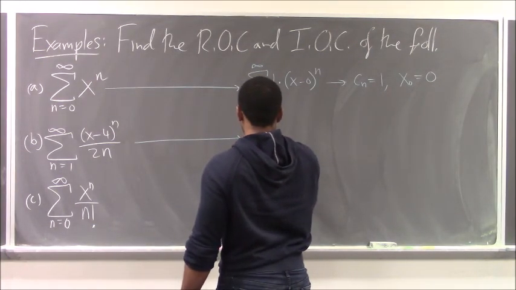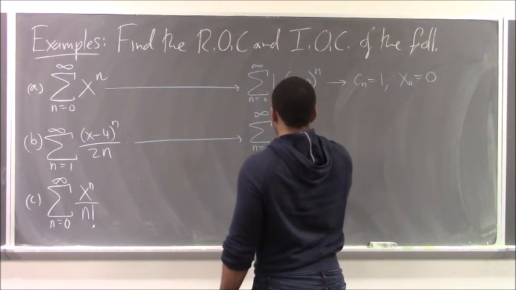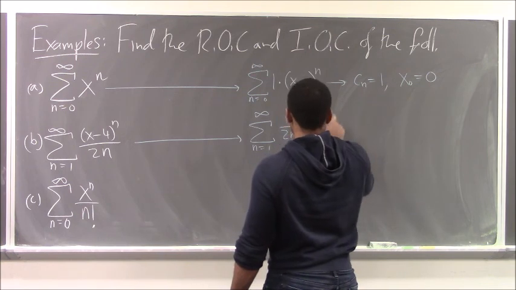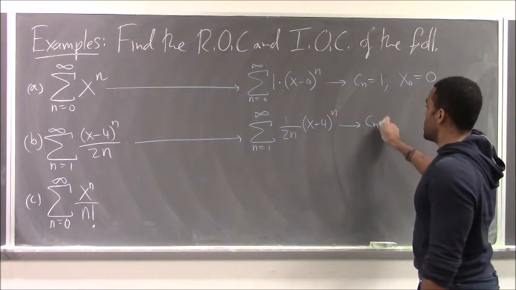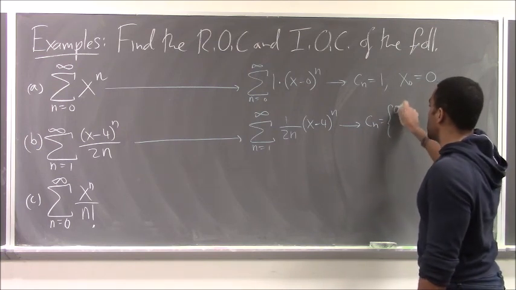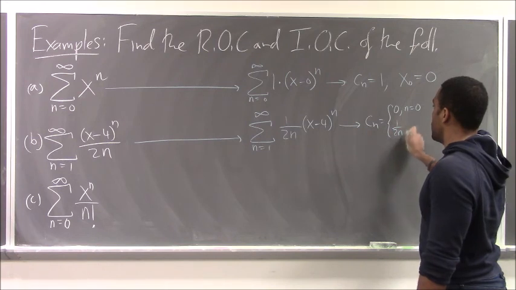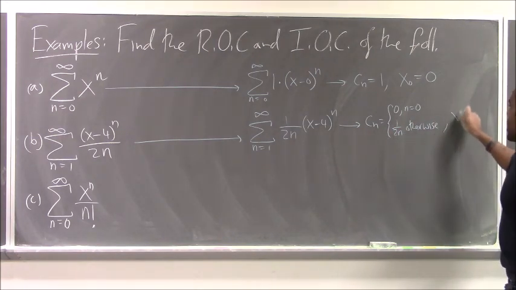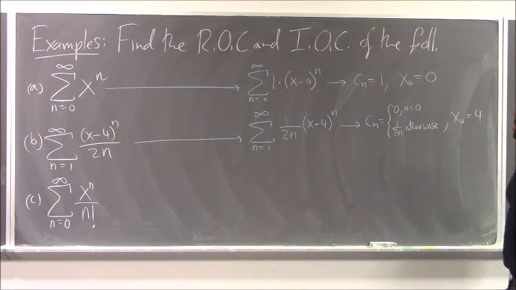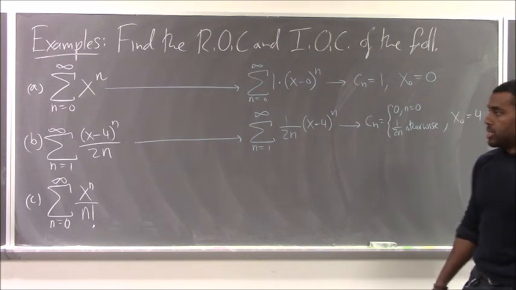You might notice here, this I can think of as a power series. This is n goes from 1 to infinity of 1 over 2n times (x minus 4) to the n. So this is a power series where your Cn is equal to, let's say, 0 if n equals 0, but it's equal to 1 over 2n otherwise. And your x naught is 4, right? So that's x minus x naught to the n. And what's in front of that is my Cn.